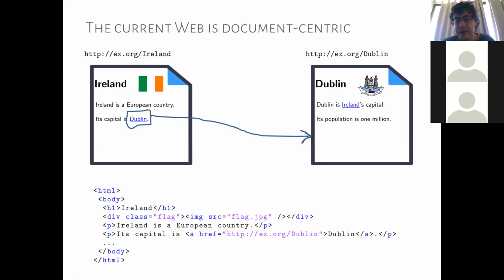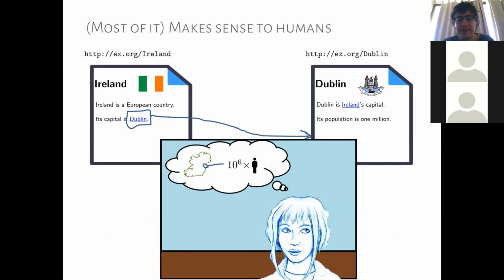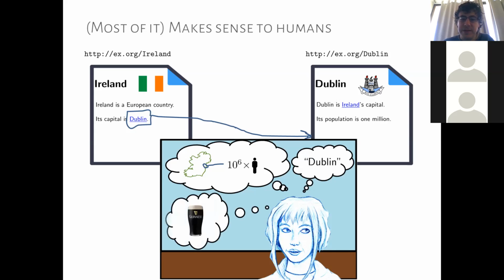So quite simple and hugely effective. Most of this web content makes sense to humans, in the sense that humans can read these documents and understand, okay, we're talking about a country, there's a city there that has 1 million people, the city is called Dublin. Maybe the human also has some background knowledge and context that helps make sense of the documents. For example, she might know that people in Dublin drink lots of Guinness.